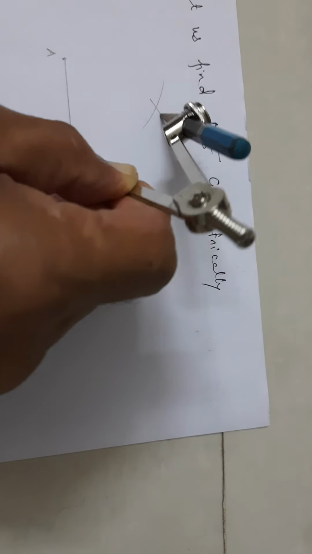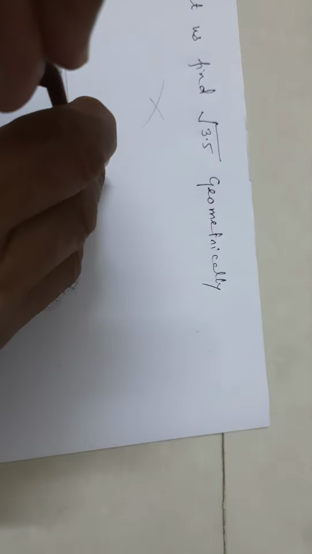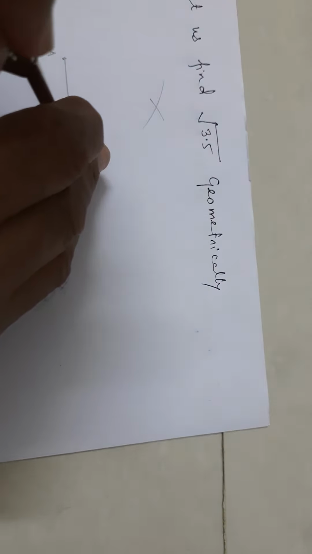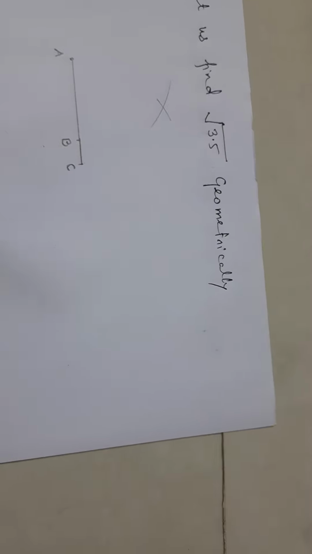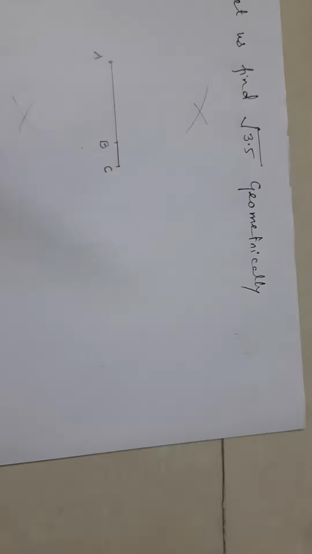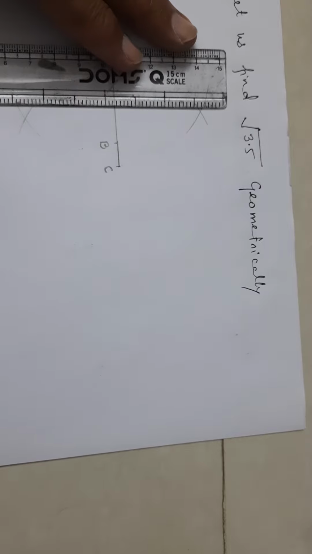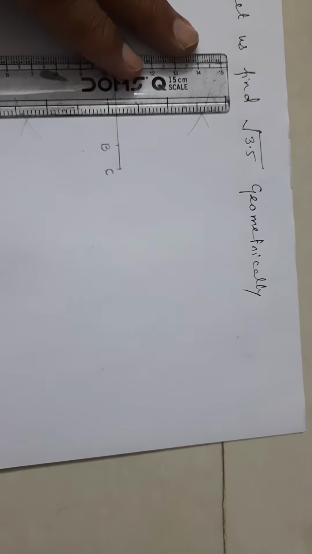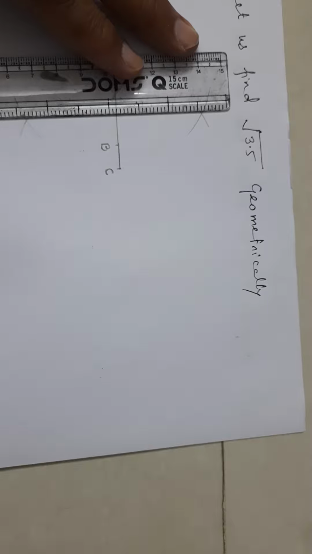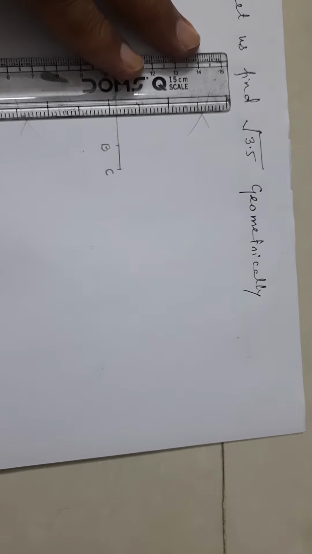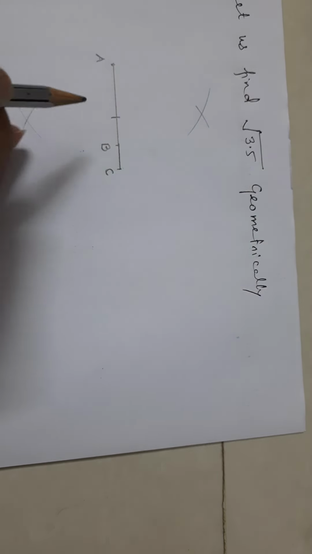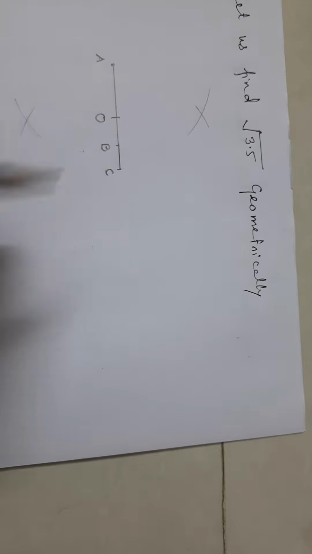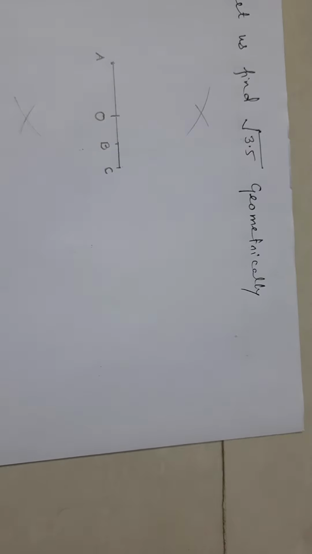Then from C we do similarly, one arc above, one arc at the bottom, below the half plane of AC. Now we will not join these two points with a line. Actually we are drawing the perpendicular bisector, it has to be drawn, but we need only the midpoint. So we are not going to draw it completely. We will only mark the midpoint O. Now we have found O, the midpoint.